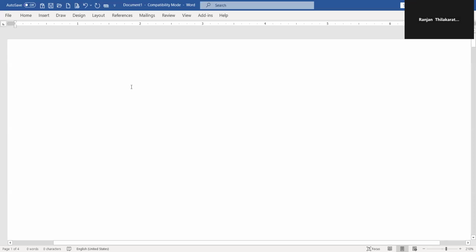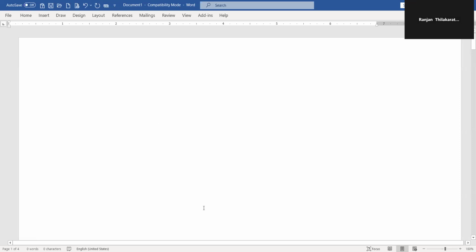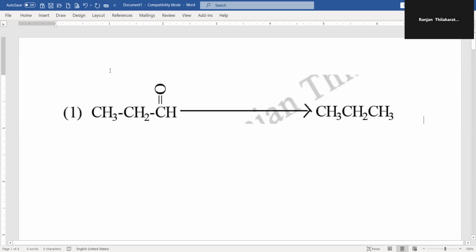Organic conversions related to the lessons so far we have completed, right? Alkane, alkene, and alkyne. The very first one, we have done this under the preparation of alkane. If you have aldehyde ketone, like this is an aldehyde.